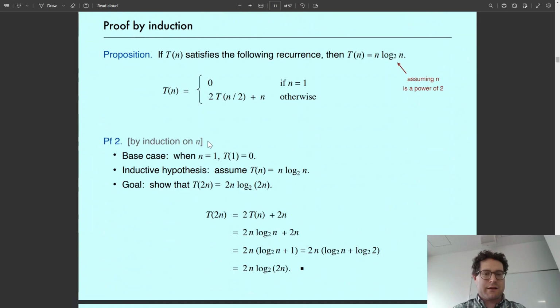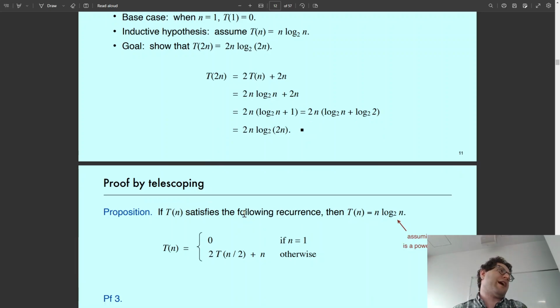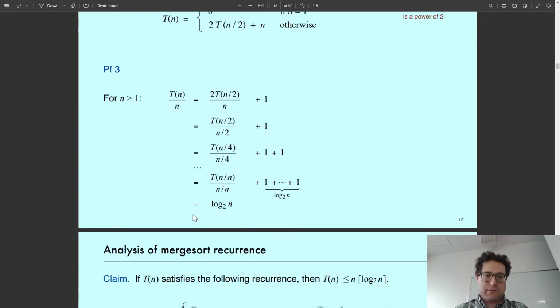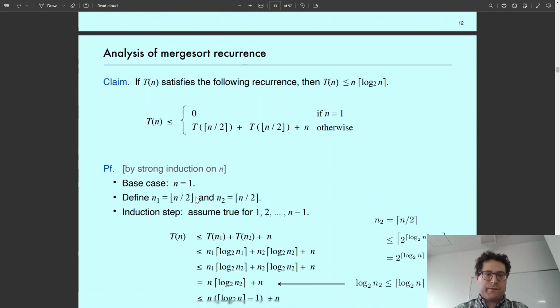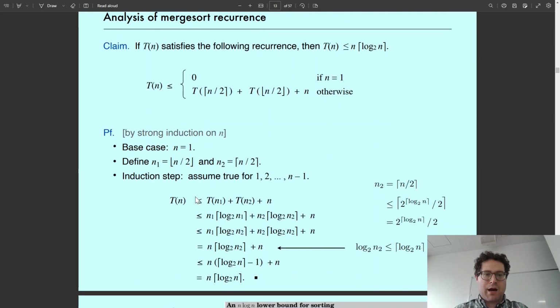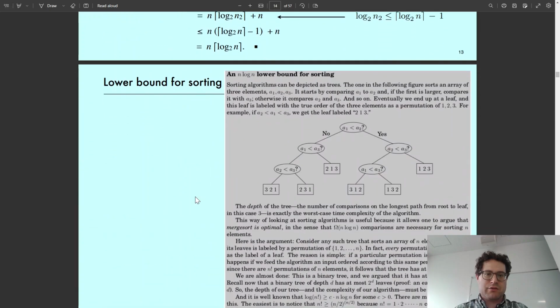Then there's proof by induction. They start here, again, showing that if it worked for T of 1, it's going to work for n. Assume it works for n, then do n plus 1. Okay? So the idea here is that there are a bunch of different proofs we can do for this.